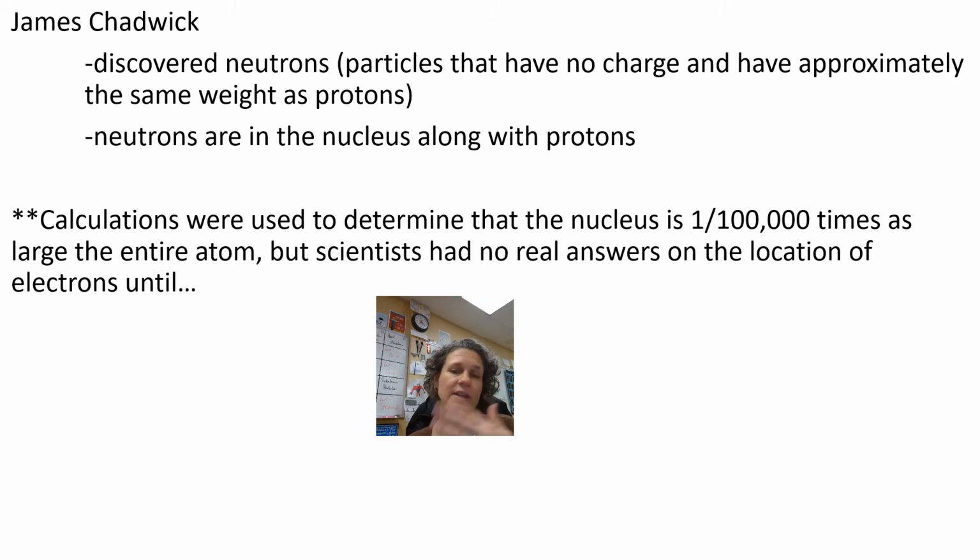Okay, so they did all of these calculations based on Rutherford's experiment, and said that the nucleus is about 1/100,000th as large as the entire atom. So very, very small with lots and lots of space. They had the electrons kind of hanging out there. But it wasn't until the next guy that they found a real location for the electrons.